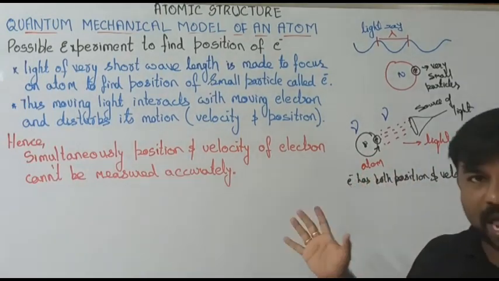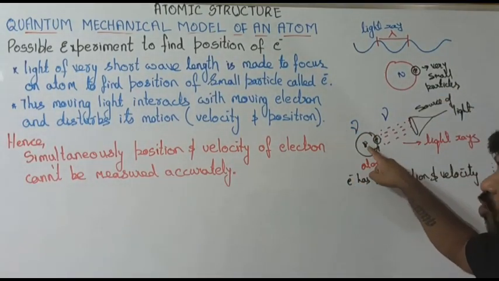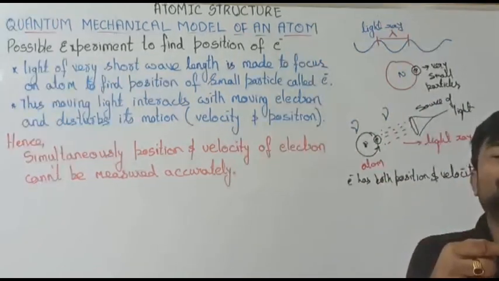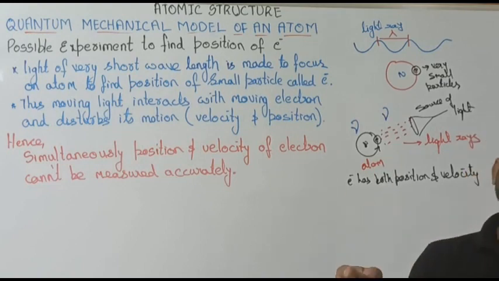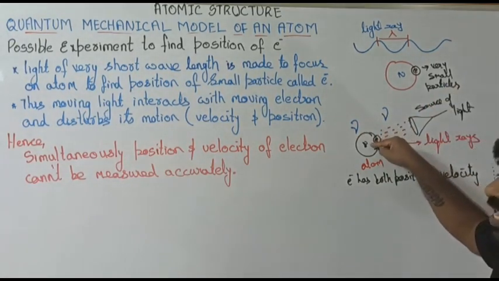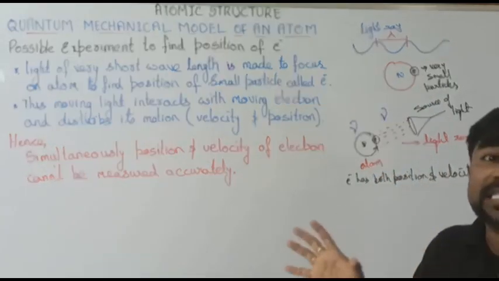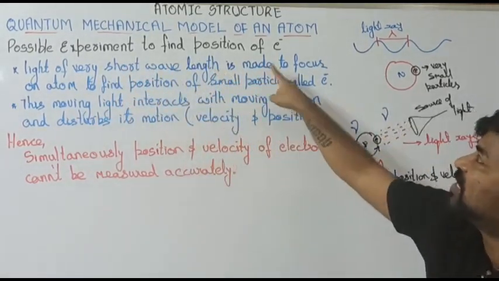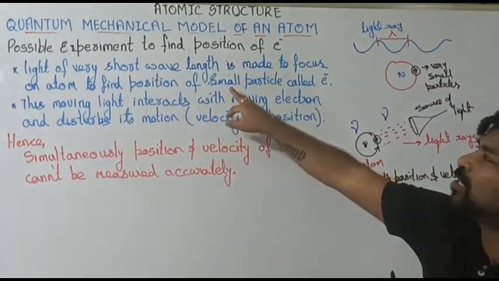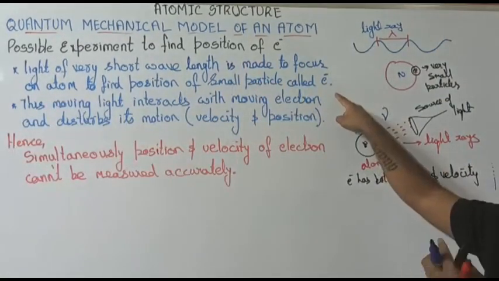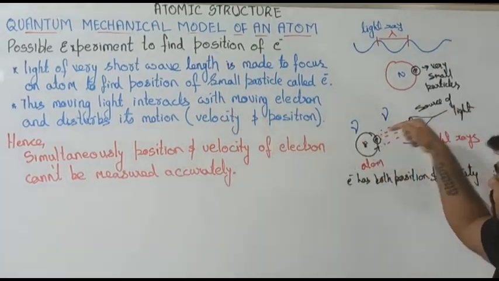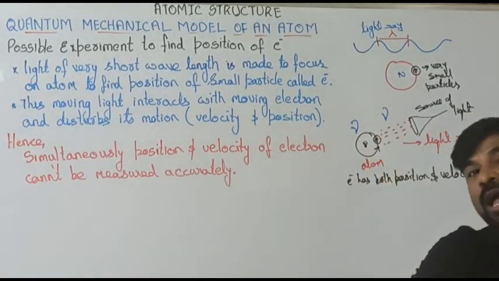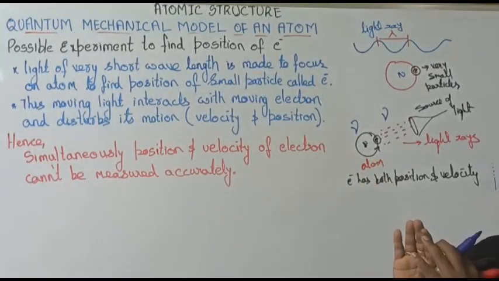Let us conduct this experiment. Now, when the light rays are coming and focusing, this is under motion and this is under motion. When they both interact with each other, they disturb the light ray which is coming. When it interacts with the electron, obviously it disturbs the position of the electron. That is what he says. Light rays of very short wavelength are made to focus on the atom to find the position of a small particle called the electron. This moving light interacts. When it interacts with the moving electron, it disturbs its motion. Both the position and also the velocity of the electron change.